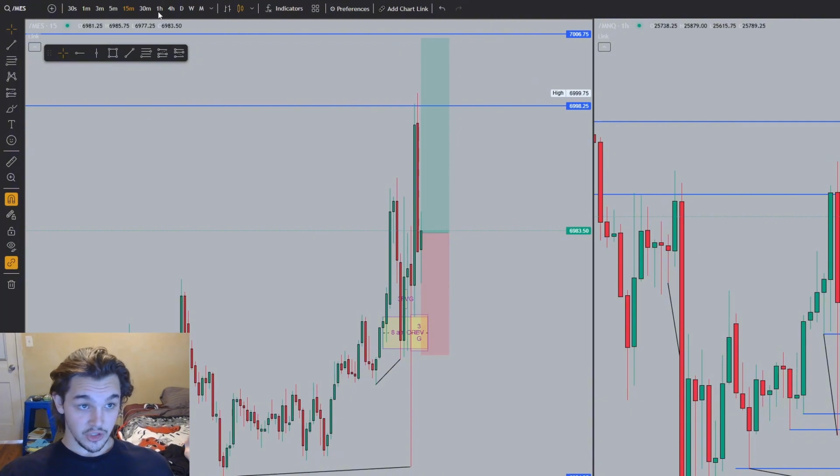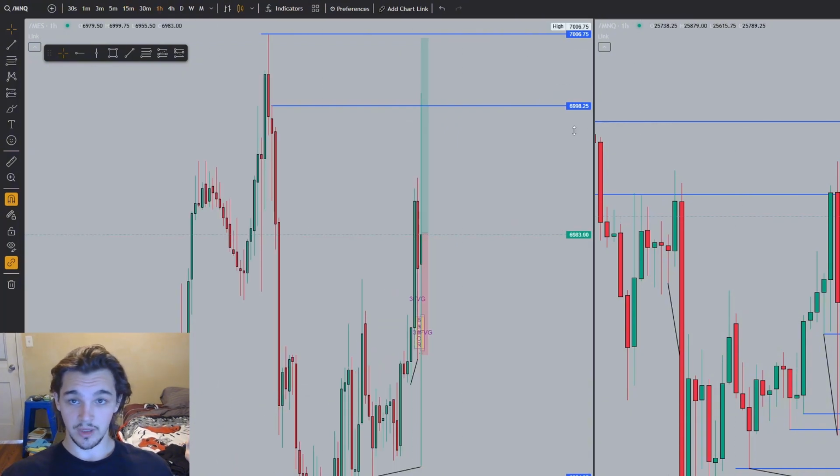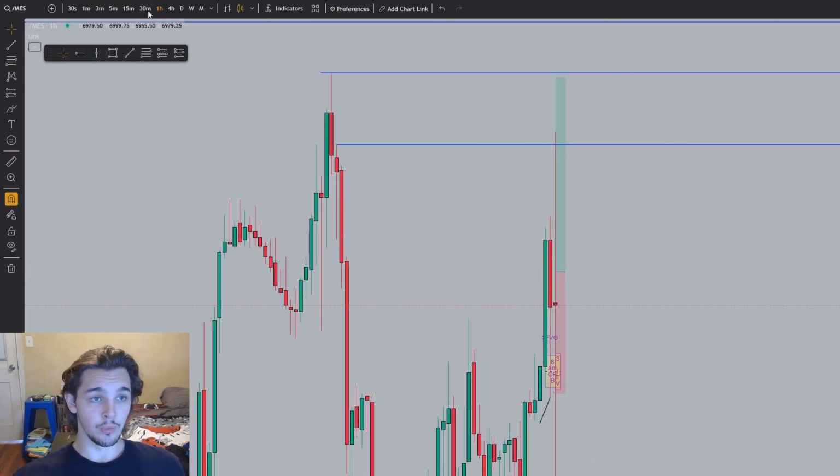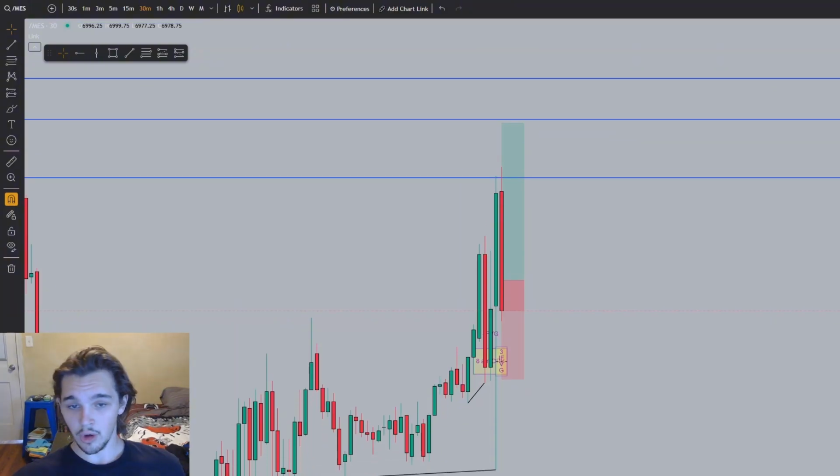So on the hourly chart for both of these, we get another SMT, a high time frame SMT. NASDAQ swept this liquidity, ES did not sweep it. So I started looking for longs again because I knew we were long. My bias was still on par.